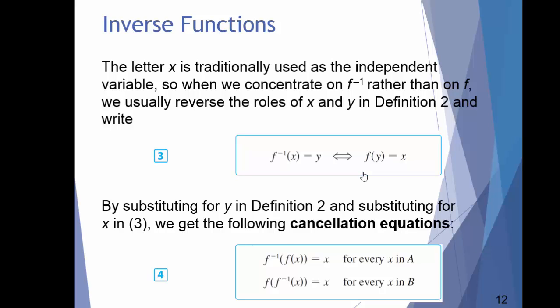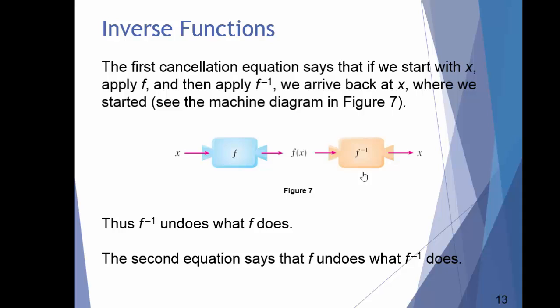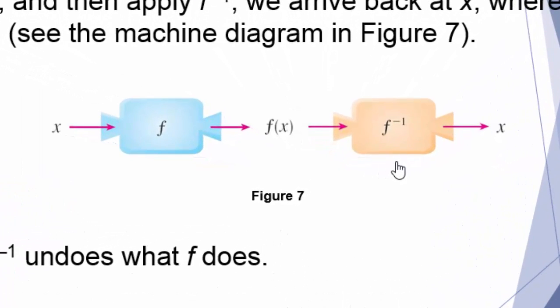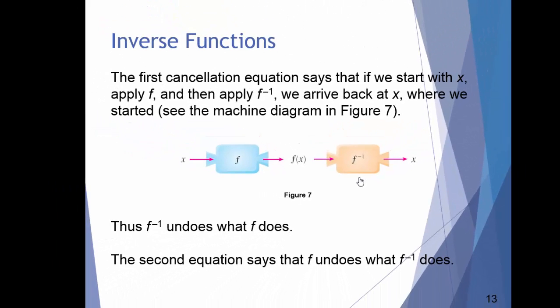Okay, so to get a little more concrete with this, take a look at the example. The first cancellation equation says that if you start with x and apply f, so x goes into f, the result of just that part is f of x. If you then take f of x and put that into the inverse function, f inverse, what happens is the inverse undoes what the original function did and just gives you back what you started with. They undo each other. And that's true regardless of the order. The only thing the order is going to affect is the domain and range.